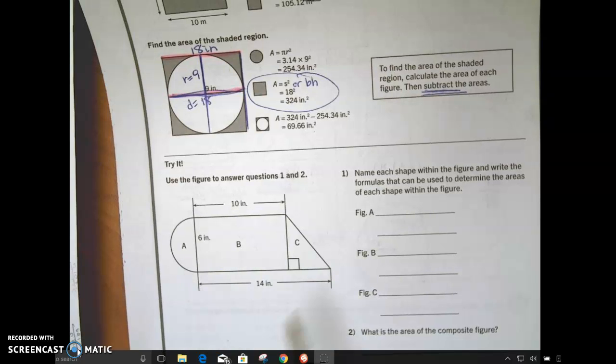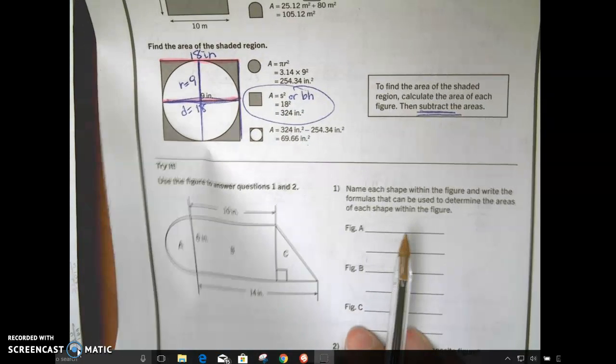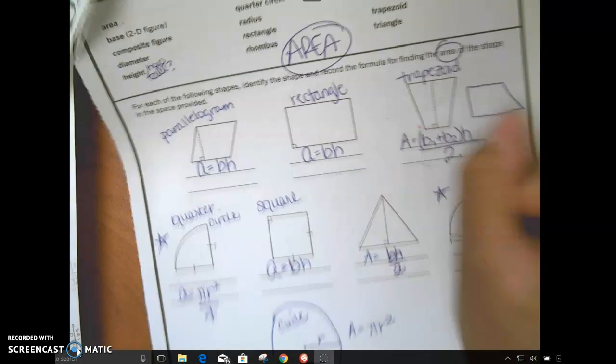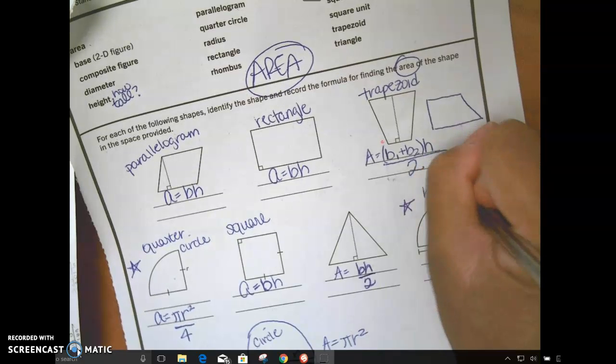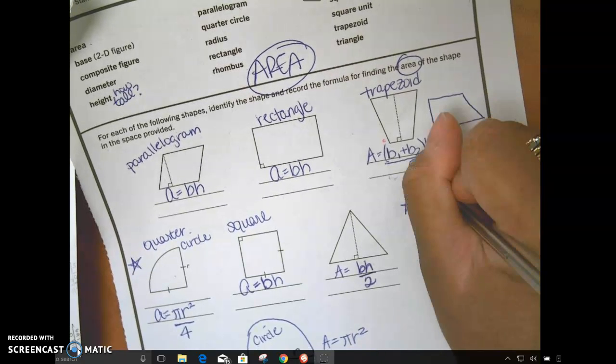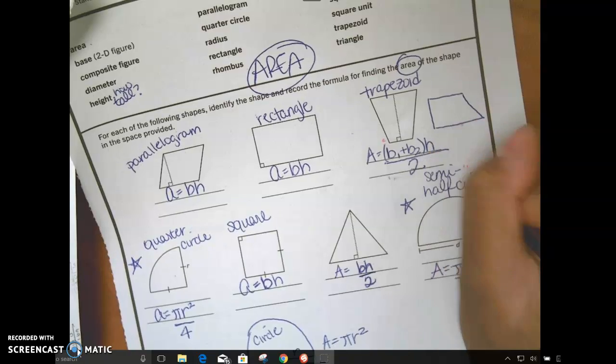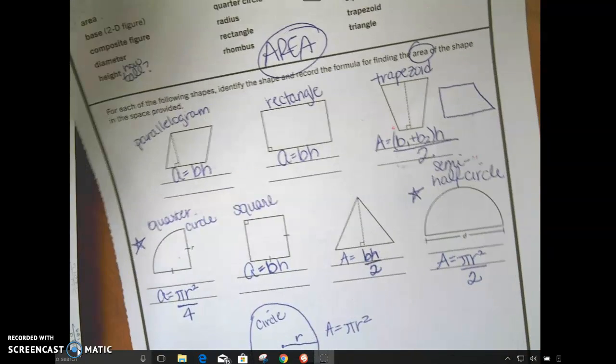Half circle. Go back to the front. Oh, we didn't write half circle up here. Half circle or semicircle, same thing. Gentlemen, you should not be talking because you're paying attention.